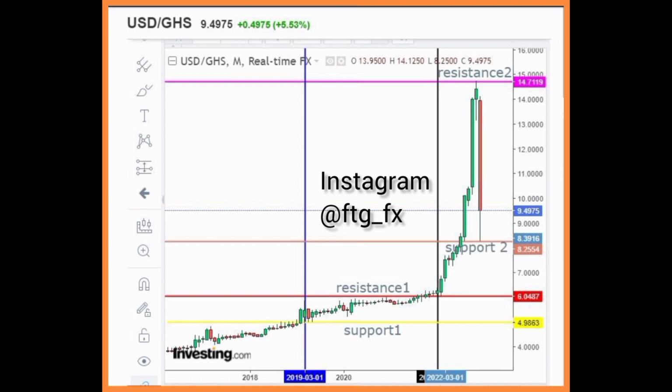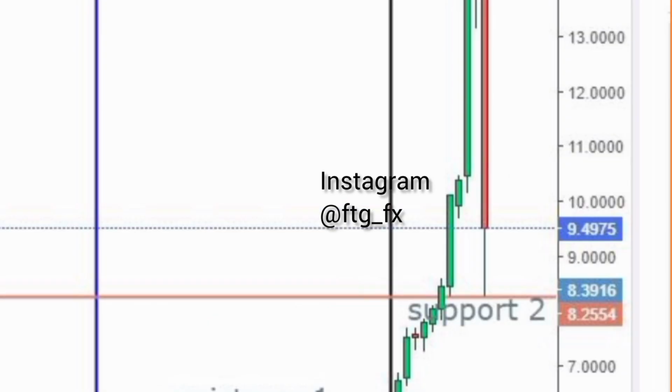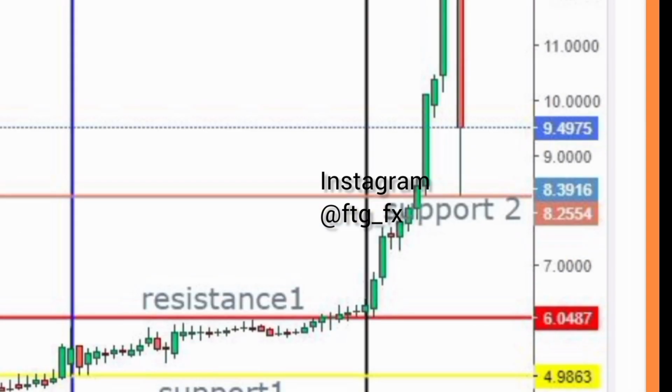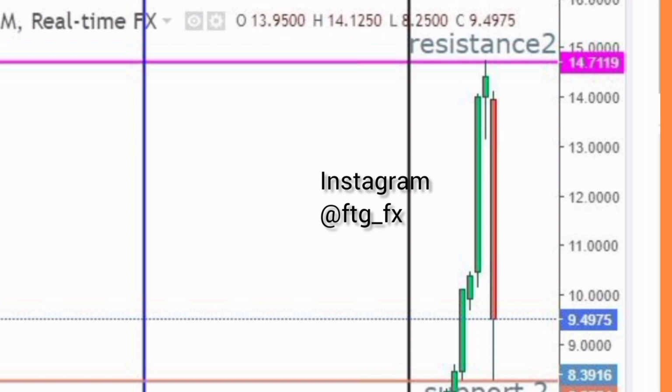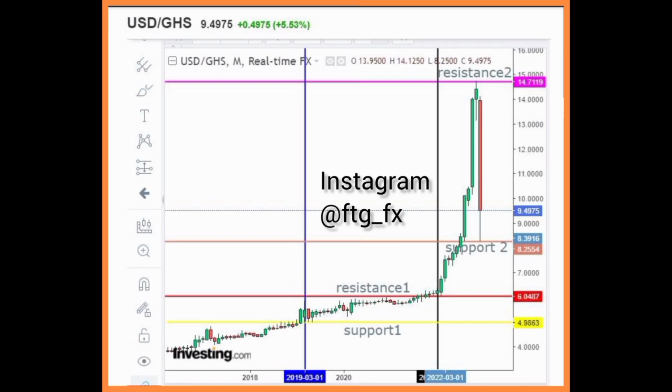Now I told you that when the market is ranging, that's when we have the support and resistance. Now when the support 2 is broken, we should expect the price to come as low as 6 cedis. But if the support is not broken and the price starts going up, then we should expect the price to go as high as 14.7 Ghana cedis. So now, if the sudden strength in the Ghana cedi was influenced by the news from the IMF, and that has also influenced how people feel about the economy, and that is driving the Ghana cedi strong, or is giving it that strength.